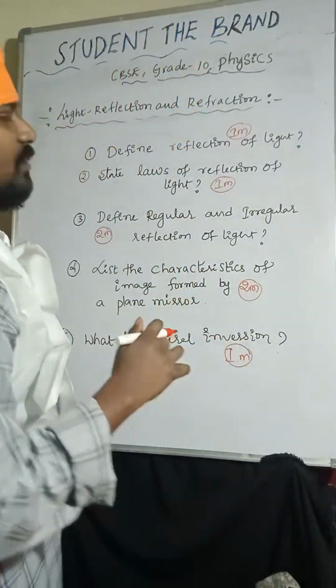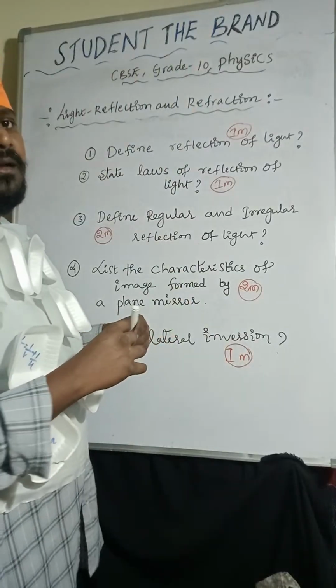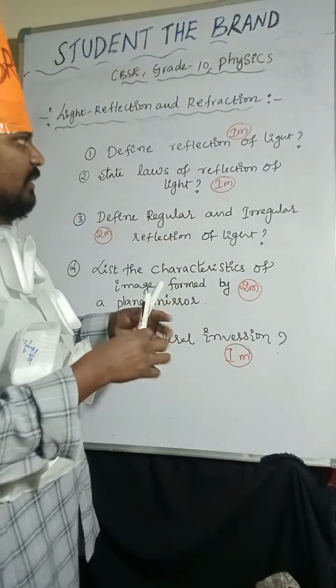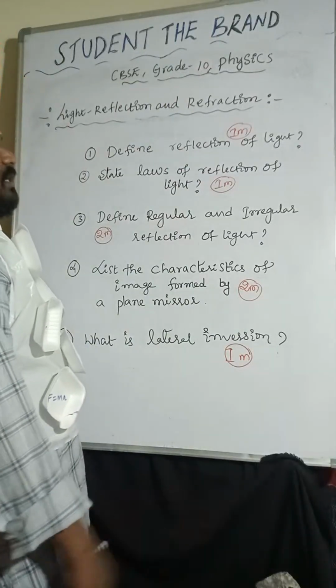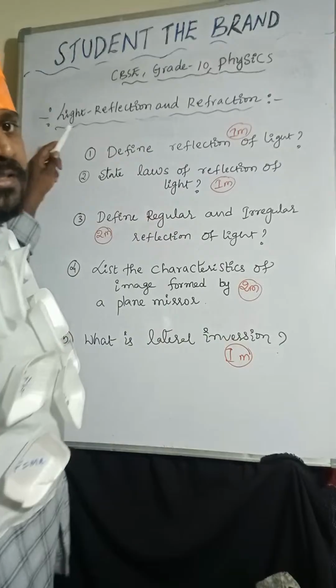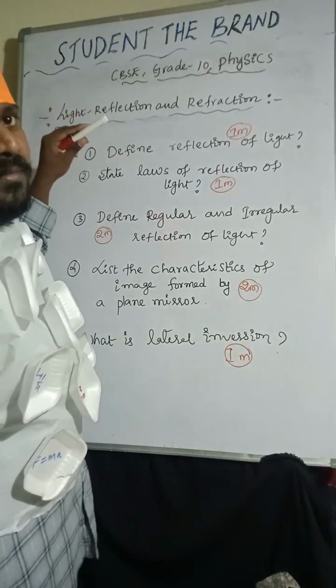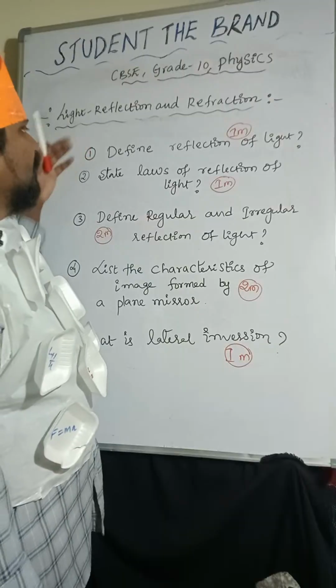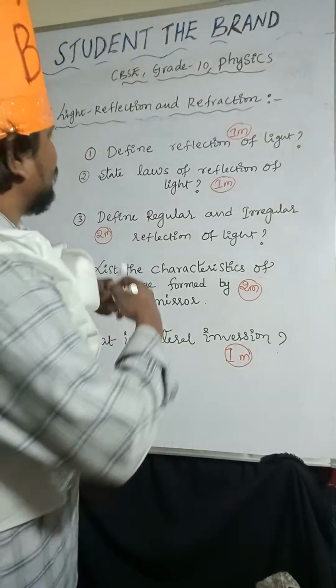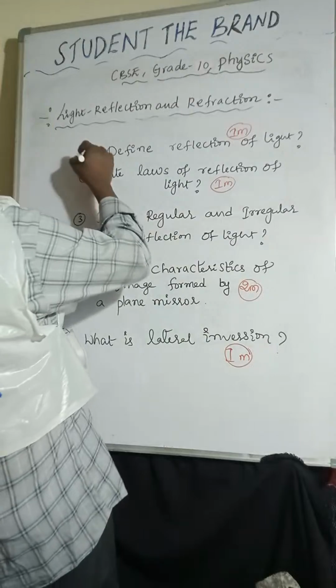So, define reflection of light. Here you can observe, reflection is nothing but the bouncing back of the light from the reflecting surface. Bouncing back or reflecting back of the light from the reflecting surface is called reflection of light. Okay, so that is for reflection.